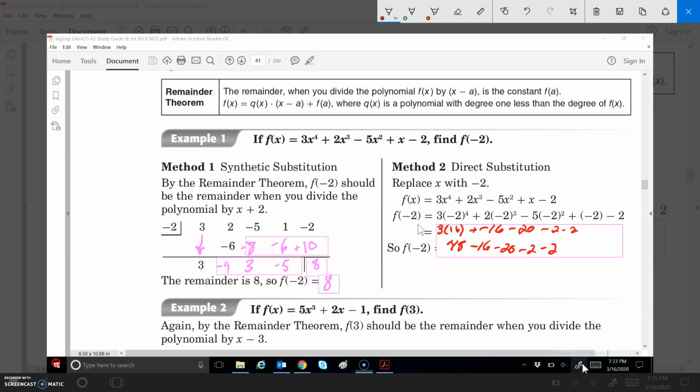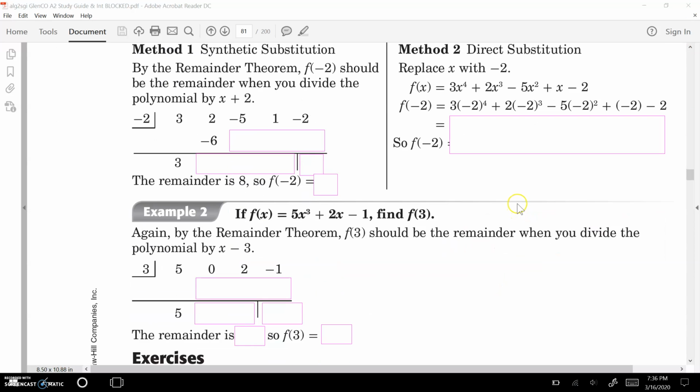48 minus 16 is 32, minus 20. So 32 minus 20 is 12. 12 minus 2 is 10. 10 minus 2 is 8. Alright, so either technique works. This one is a lot less arithmetic, so fewer errors. Alright, let's do example 2 here.